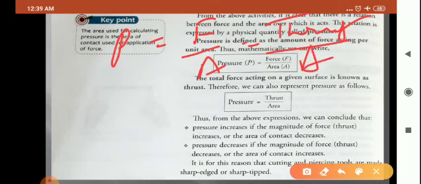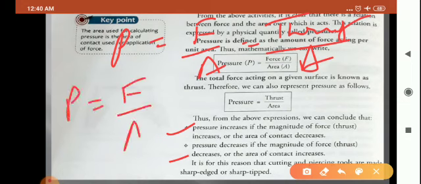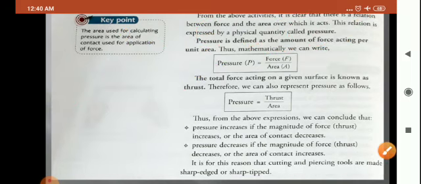Okay, thrust upon area. So here are two important points given. What are those? Pressure increases if the magnitude of the force or thrust increases, or the area of the contact decreases. Pressure is equal to force upon area. What is this saying, children? That pressure बढ़ जाता है if the magnitude of the force or thrust increases, okay, or the area of the contact decreases.